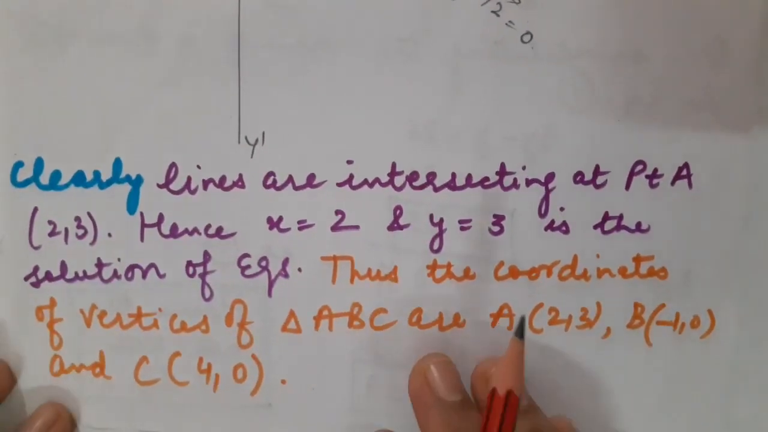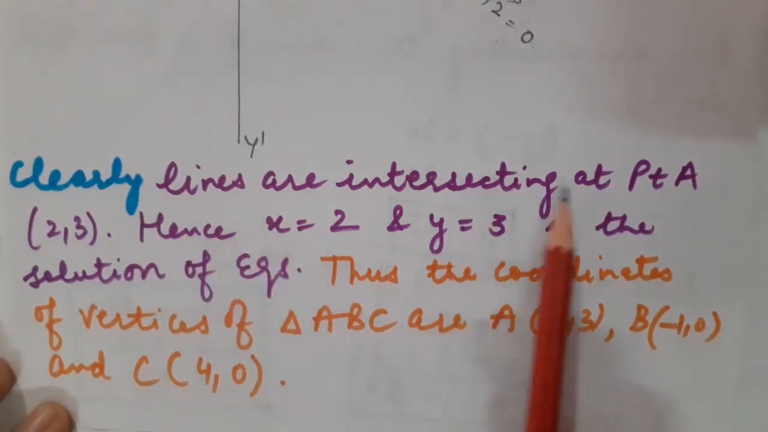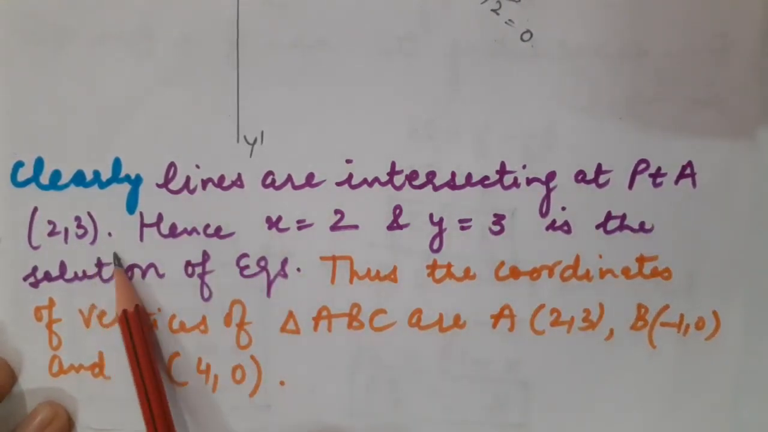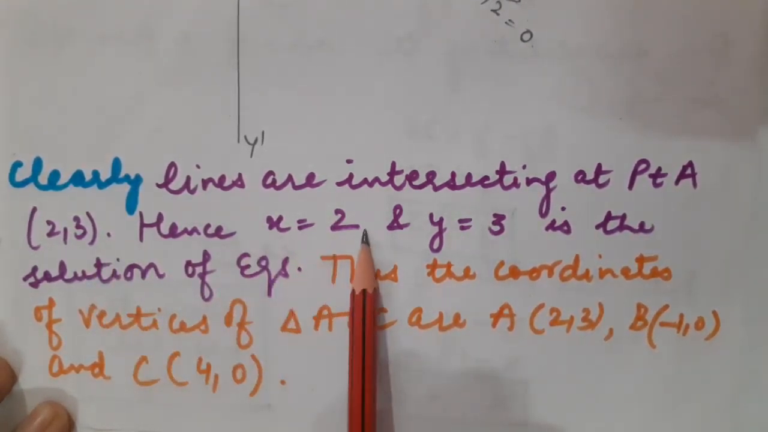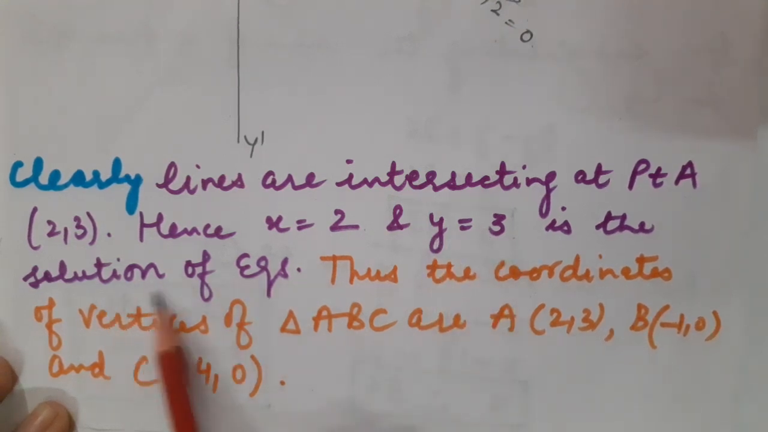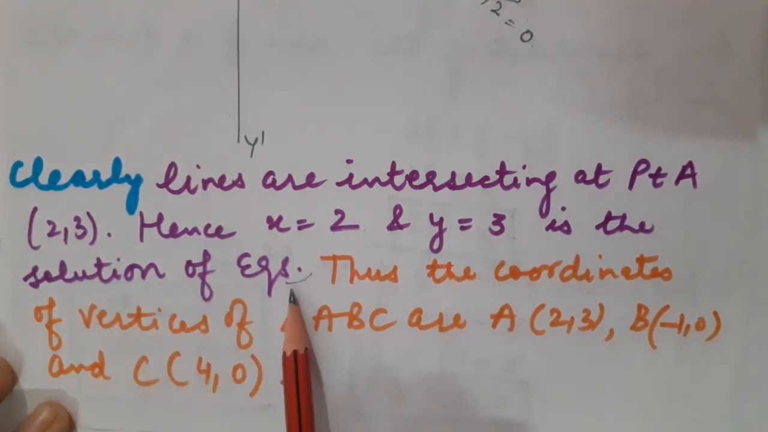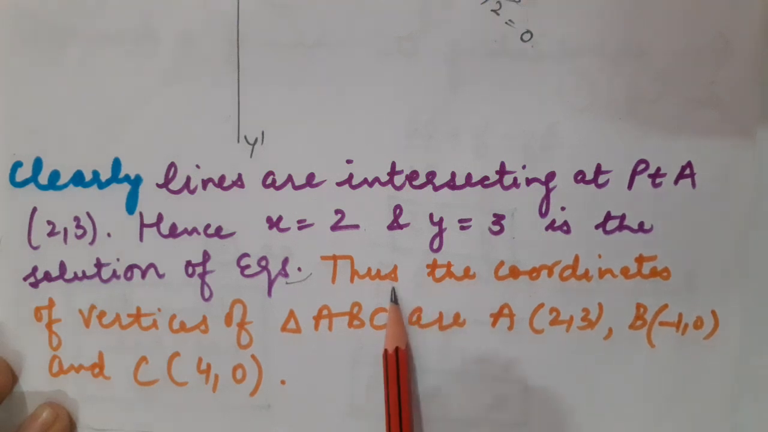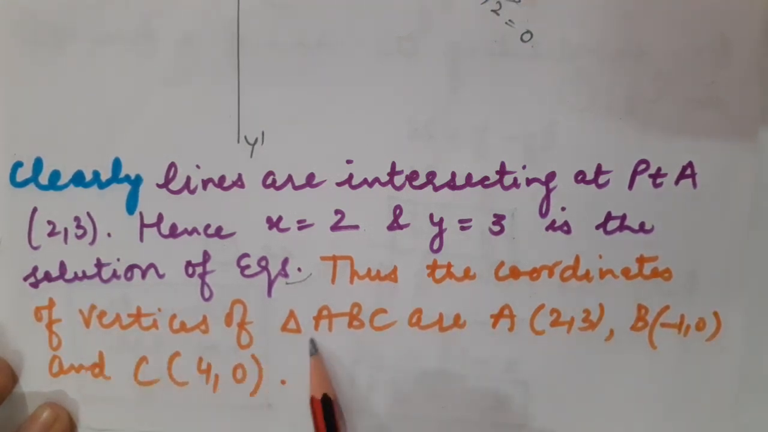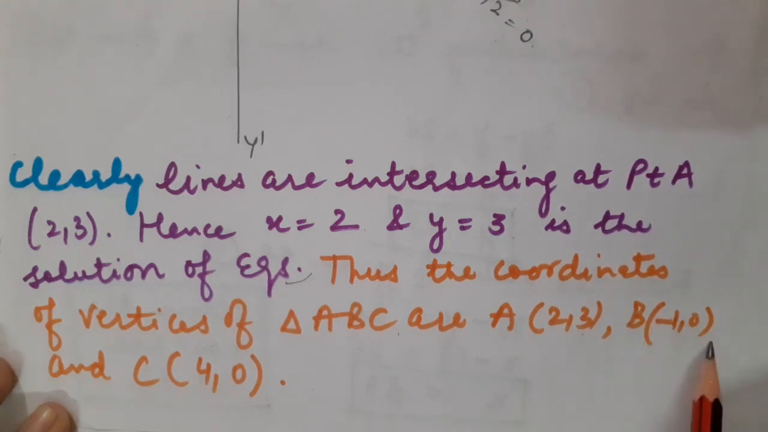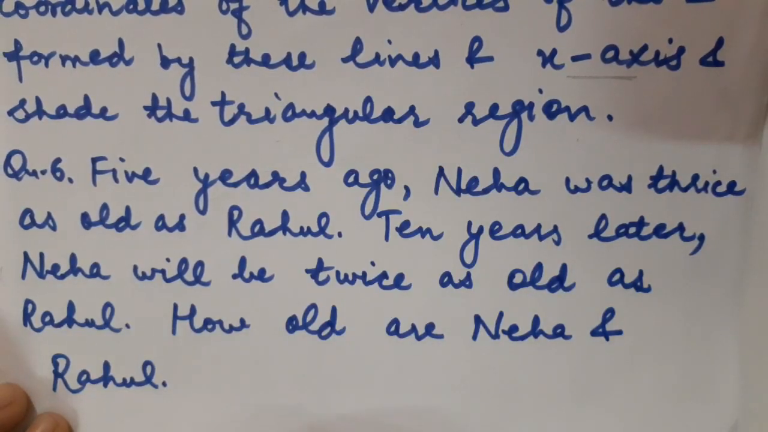Fine children? So here is the complete solution. Clearly the lines are intersecting at point A, that is 2, 3. Hence x is equal to 2 and y is equal to 3. These are basically the solutions of both the equations. Thus the coordinates of the vertices of triangle ABC are A 2, 3, B -1, 0 and C 4, 0. Clear children? Okay, now children, we are switching to the next question, that is question number 6.